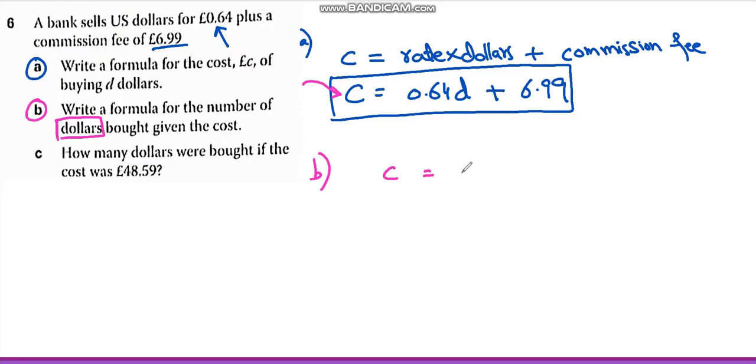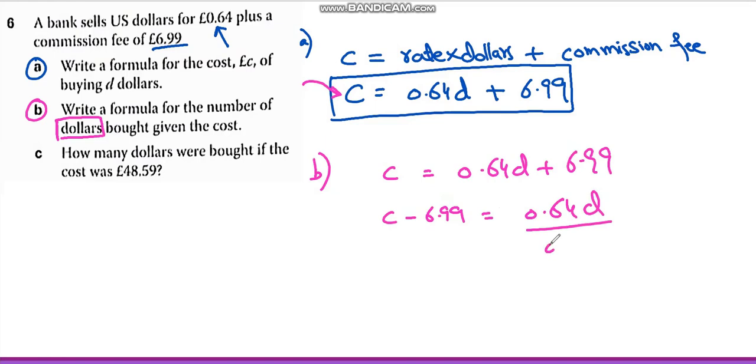The actual formula is C equals 0.64D plus 6.99. First of all, we can shift 6.99 towards left. So this will become C minus 6.99 equals 0.64D. We can divide both sides by 0.64 because we just want to cancel 0.64 from the right side. So finally, we will get (C minus 6.99) divided by 0.64 equals D.